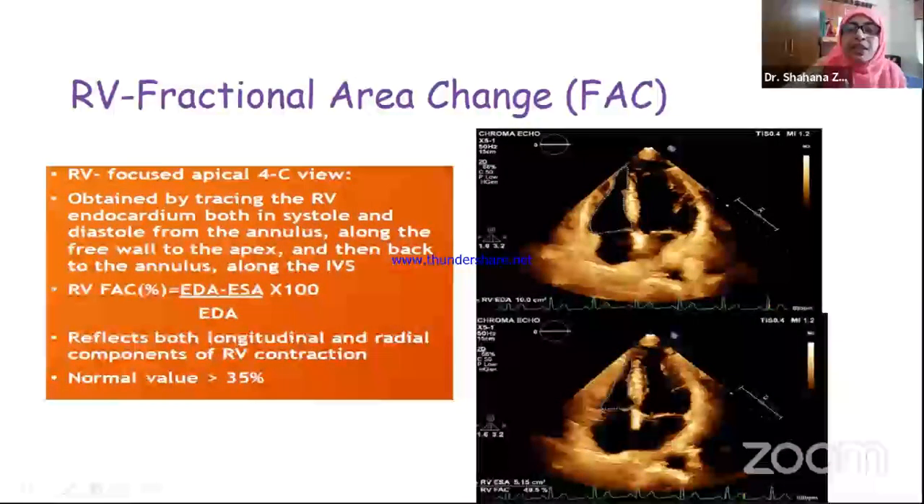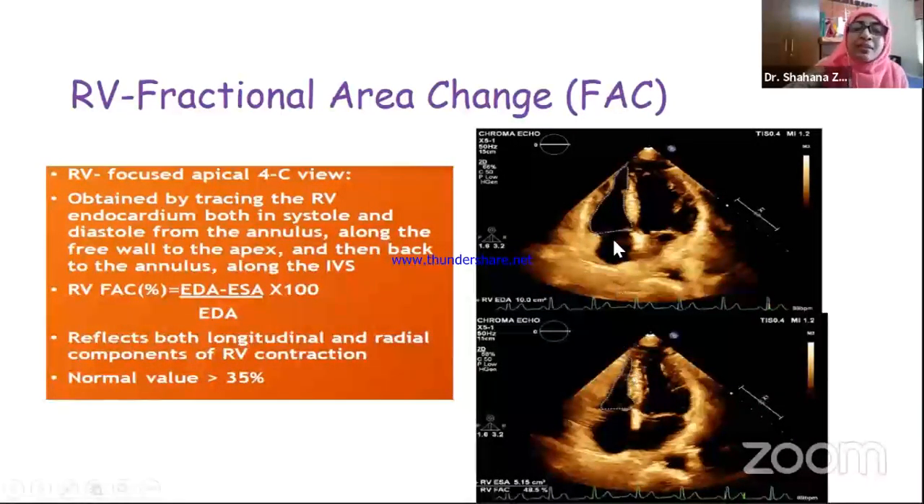RV fractional area change: we should use the RV focused apical four-chamber view. It is obtained by tracing the RV in systole and in diastole. ECG guided echo is a must. We use diastole and systole and calculate.